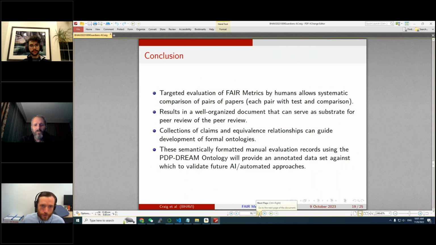So the key points here are that this manual, this human brain-powered evaluation comparing papers is both to show the utility of the FAIR metrics as a tool for a better, more open, more transparent peer review with quantitative measures and greater objectivity, and also to create this data set of semantic records of comparisons of papers, which will play an instrumental role, serve as a gold standard for developing future automated techniques.